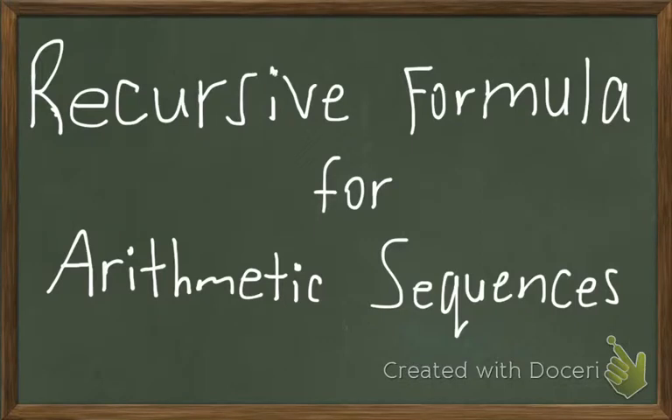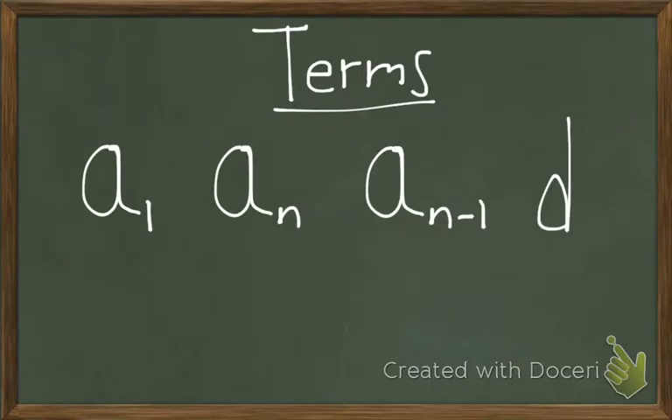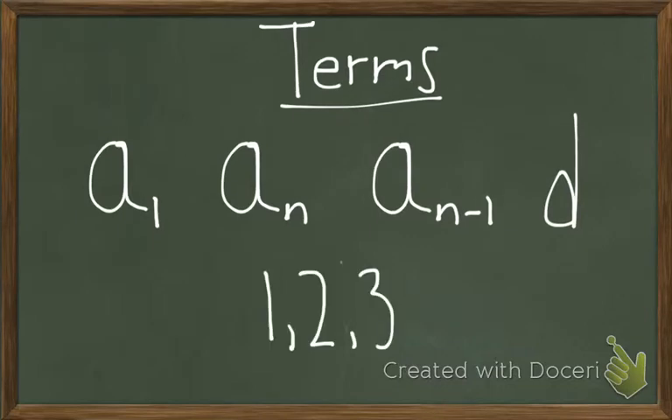Today, we're going to be learning about the recursive formula for arithmetic sequences. First, let's look at some terms. We have the terms a1, an minus 1, and d. Our first term, a1, is simply the first number in a sequence. So for our example here, a1 equals 1.